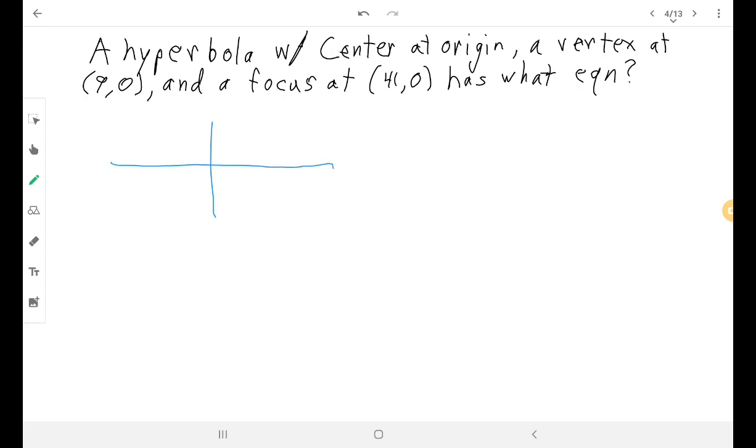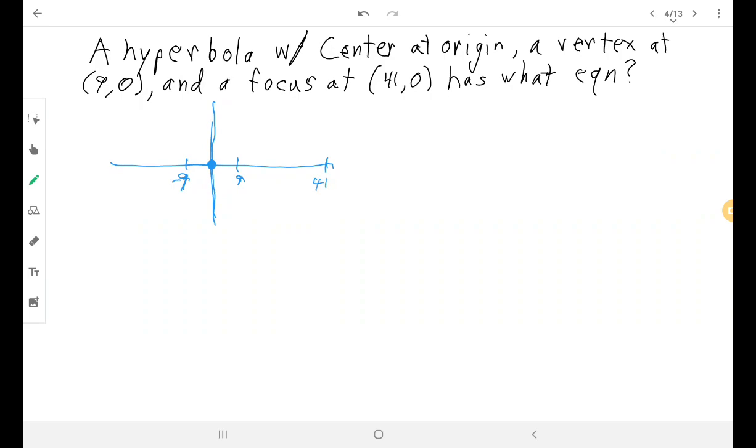Okay, let's draw a little one. We're going to need a lot of x space. Let's say 9, and say -9 is right there. We know the center is at the origin. It's at 0, 0. That's what the origin means, 0, 0. And then we've got this thing called a focus point. And it's way out here at 41, 0.